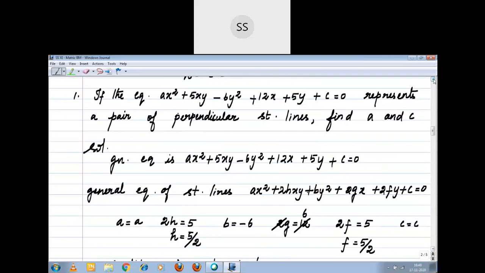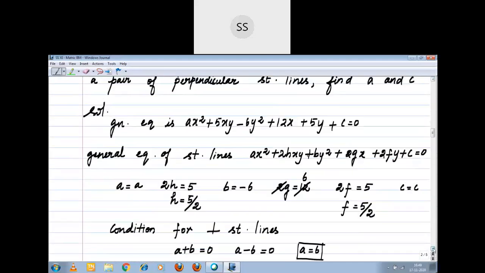The given equation is ax square plus 5xy minus 6y square plus 12x plus 5y plus c is equal to 0. You know the general equation of the straight line: ax square plus 2hxy plus by square plus 2gx plus 2fy plus c is equal to 0. You are going to compare the given to the general: coefficient of x square, xy, y square, x, y, and constant. So, a equal to a. 2h equal to 5, h is 5 by 2, b equal to minus 6, 2g equal to 12, g is 6, 2f equal to 5, f is 5 by 2, c equal to c.